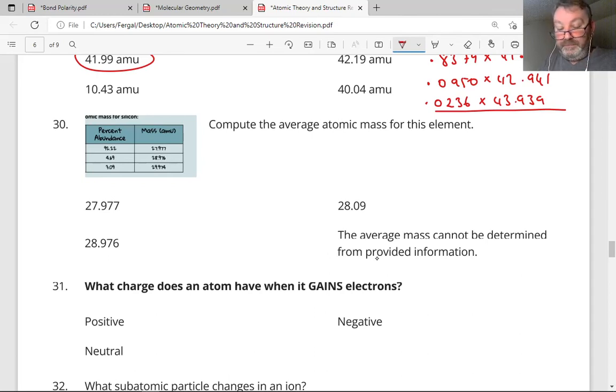27.977. I'm trying to make sure you have good eyesight, making these things so small for you. 4.69, so that's 0.0469 multiplied by 28.976, plus 0.03 multiplied by 29.974. And that comes out at 28.085. There we are, 28.085. So that's the nearest one.